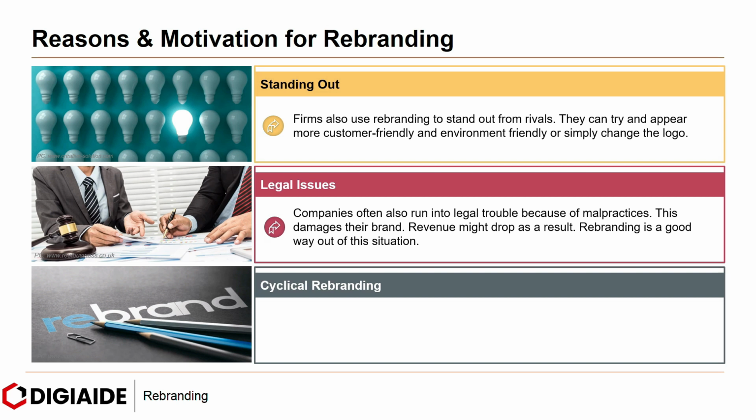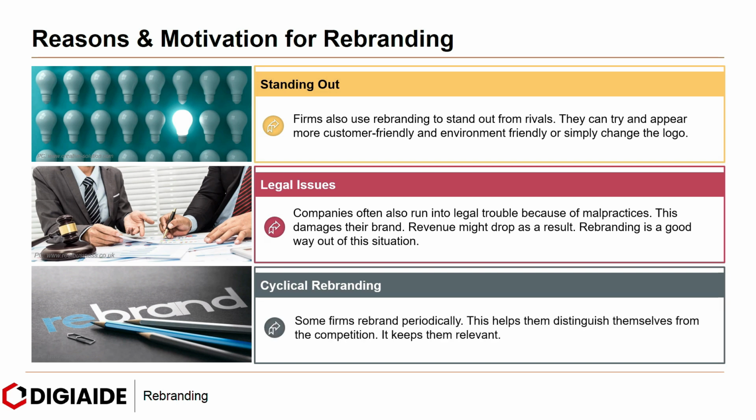And finally, cyclical rebranding. Some firms rebrand periodically. This helps them distinguish themselves from the competition, keeps them relevant. Cyclical rebranding is pretty common among brands such as McDonald's, Coca-Cola, and Pepsi.